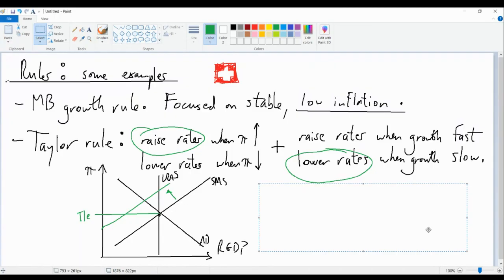So what's the idea of the Taylor rule? It's there to fight recessions when there are demand shocks. But when there's a supply shock, what it tells you is sit tight, don't do anything because you don't want to mess up expected inflation. Okay, so that's how it's a bit different from discretion.